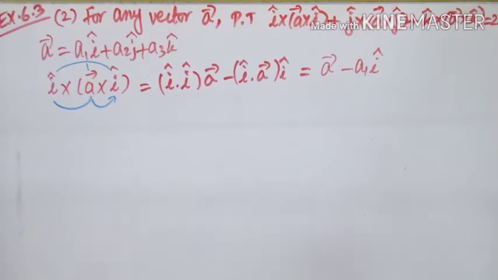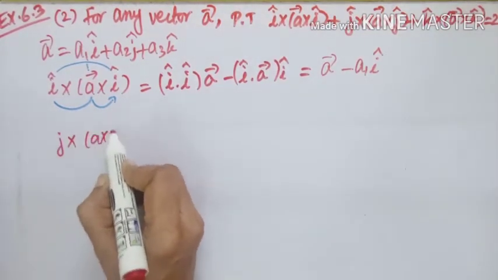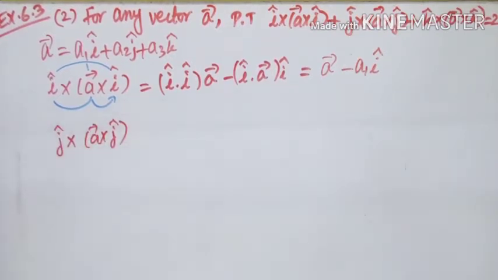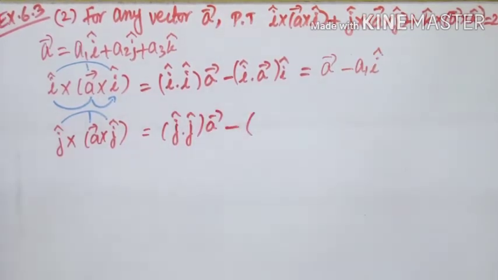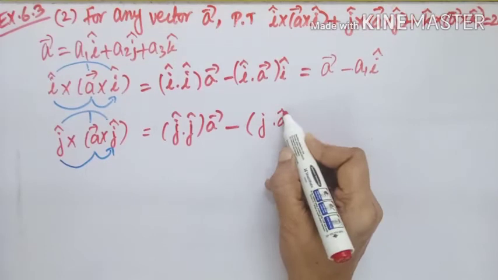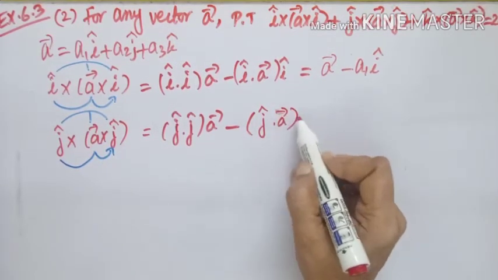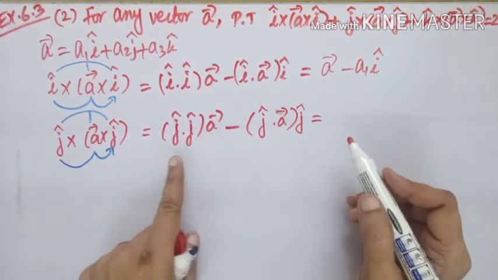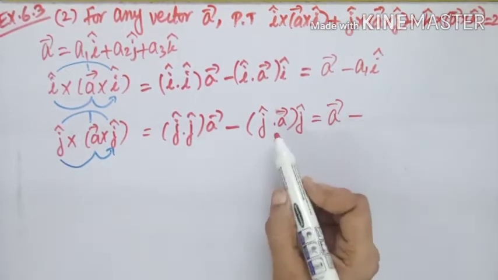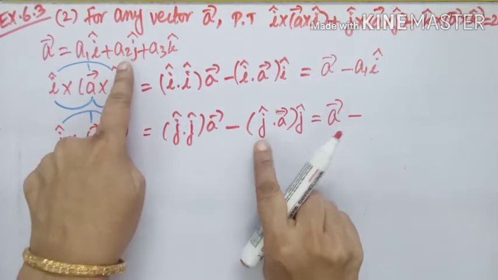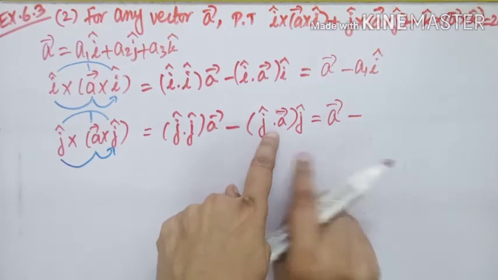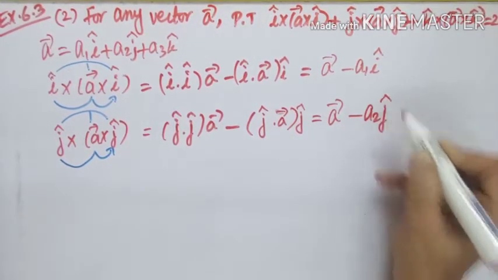Same pattern. The second one is J cross A cross J. It is J dot J into A minus J dot A into J. J dot J is 1. 1 into A is A only. J dot A means this A is nothing but A1i, A2j, A3k. Dot product with J means J and J I multiply. My answer is A2 into J. So I get A2 into J.